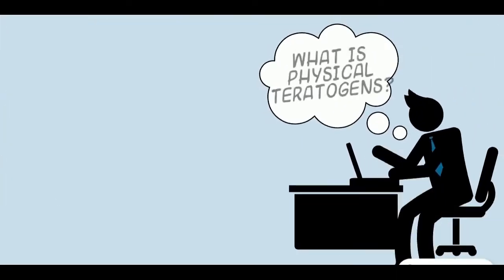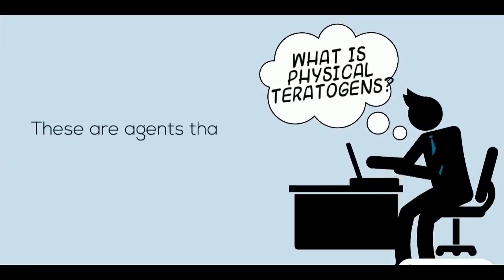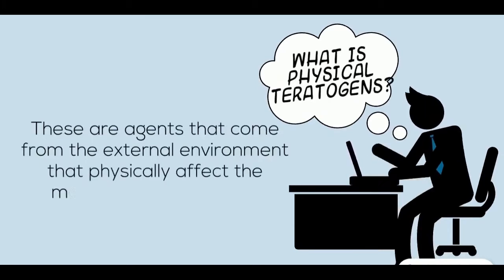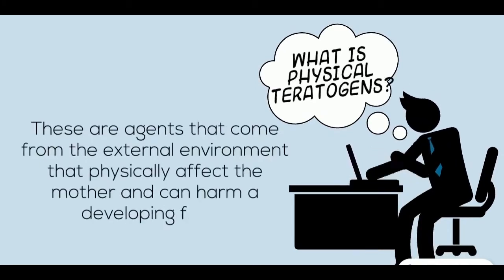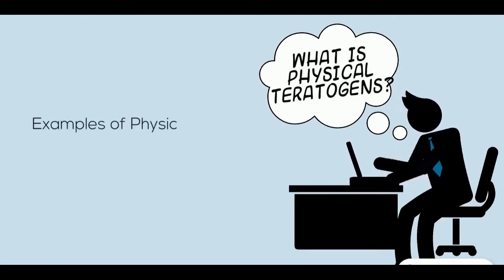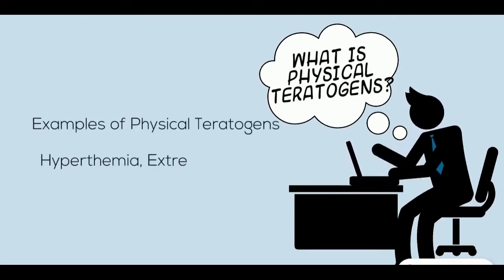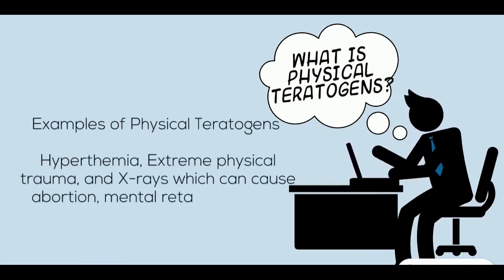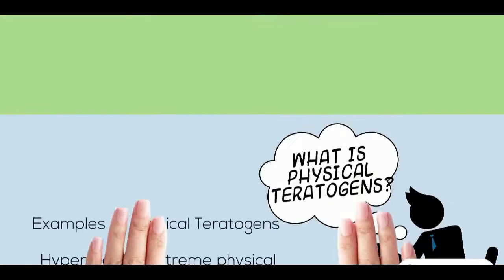What are physical teratogens? These are agents that come from the external environment that physically affect the mother and can harm a developing fetus. Examples of physical teratogens: hyperthermia, extreme physical trauma, and X-rays, which can cause abortion, mental retardation, and abnormal head size.